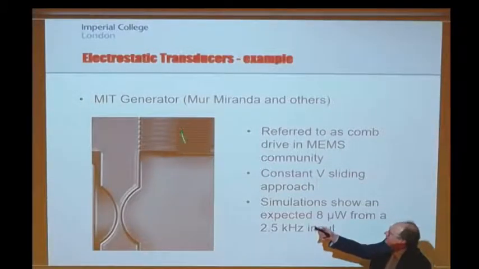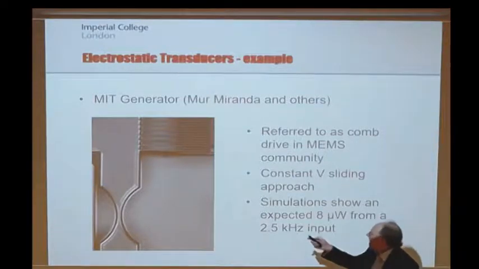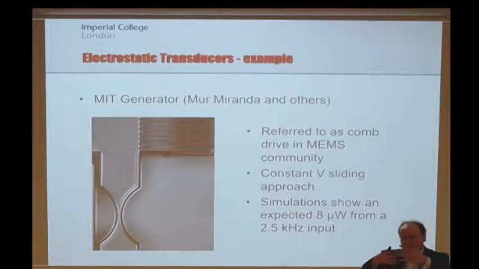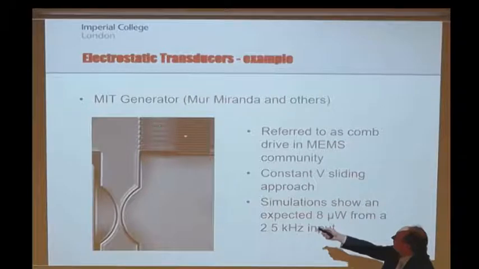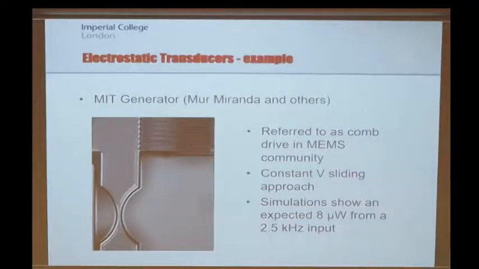The idea of this device is to have these variable capacitance structures here. So it's literally a comb type structure, and you can separate the device and put it together again, and you can change the capacitance between one set of electrodes and the other set of electrodes. And if you operate that correctly, depending on where you put charge onto this capacitor and when you put charge onto it, you can then do work against the electric field and you can generate some power. So this was expected to produce something like 8 microwatts at 2.5 kilohertz input.